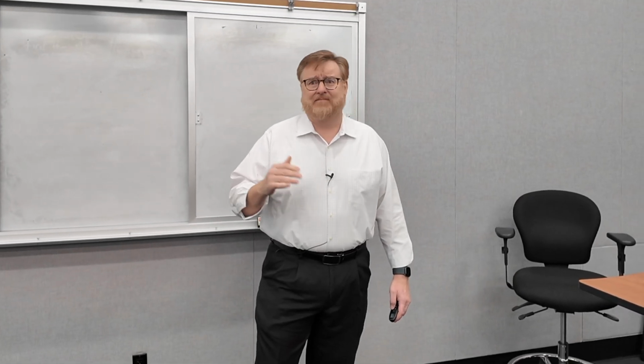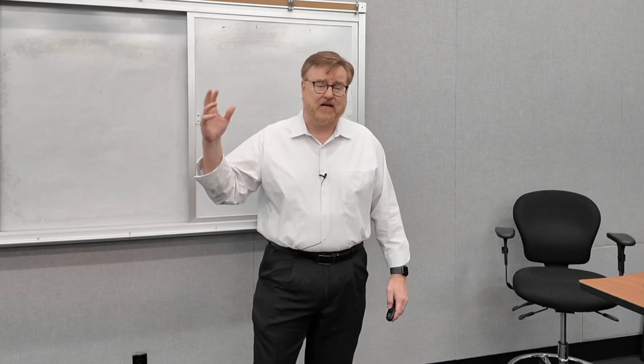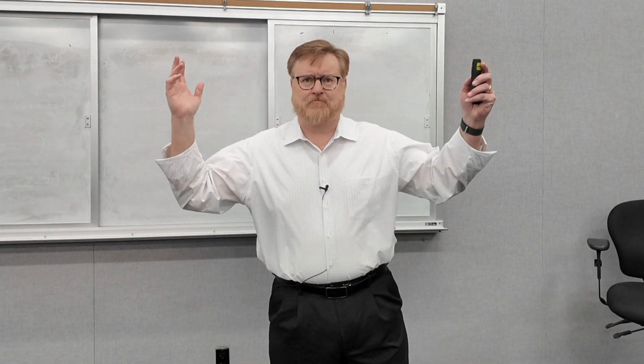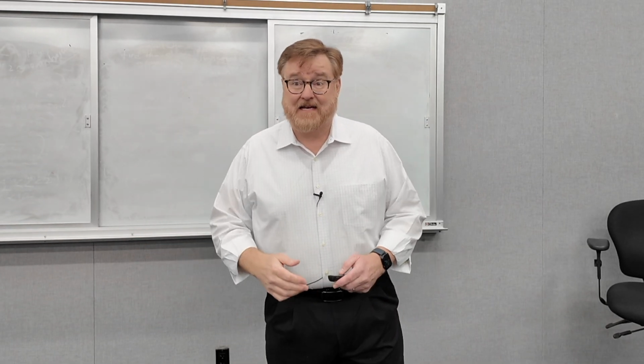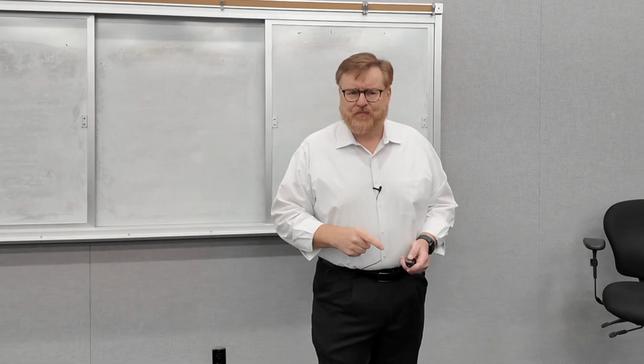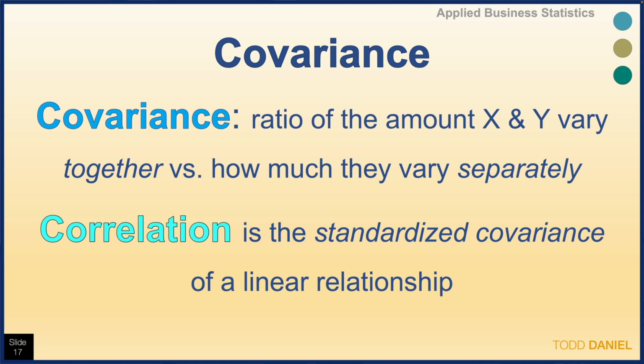So if we're predicting something like sales, which can run into hundreds or thousands of dollars, we might have a covariance that is just huge, and it doesn't help us with comparisons. What we're going to do is take that covariance and standardize it so that we can do comparisons. That's what correlation is, the standardized covariance between these variables. It allows us to make comparisons.